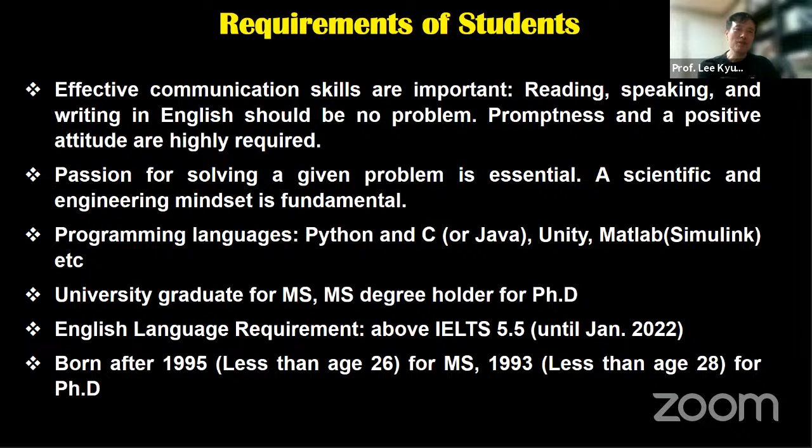And of course, a university graduate for a master's degree and a master's degree holder for a PhD degree. And the English language requirement is above IELTS 5.5, actually before the entrance of the graduate course. Actually, 5.5 is not so high, but as I told you, you should be good at English in writing, speaking, and communication. And born after maybe 1995, less than age 26 for a master's degree, and 1993, less than age 28 for a PhD degree.